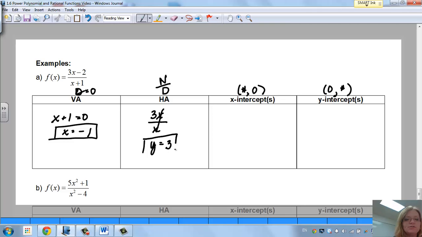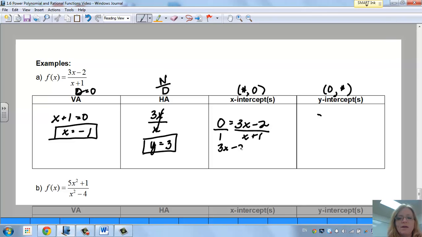It approaches that. X-intercept is a number, 0, so I'm going to put a 0 in for my y value. So 0 equals 3x minus 2 over x plus 1. And if I cross multiply, I have 3x minus 2 equals 0. 3x equals 2. X equals 2/3. So the point 2/3, 0 is where it crosses the x-axis.